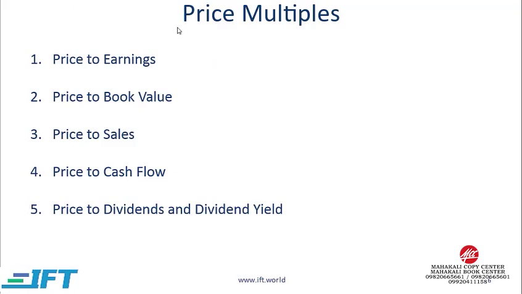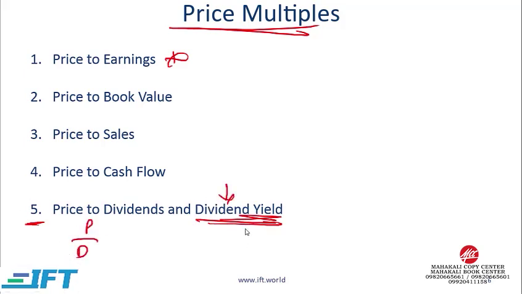All right, now we come to the meat of this reading, price multiples, and we'll talk about various price multiples. Most of our time will be spent on price to earnings, but then we'll also look at price to book value, price to sales, price to cash flow, price to dividends, and dividend yield. This dividend yield is actually used much more often than a price to dividend ratio, so our focus will be on the dividend yield.